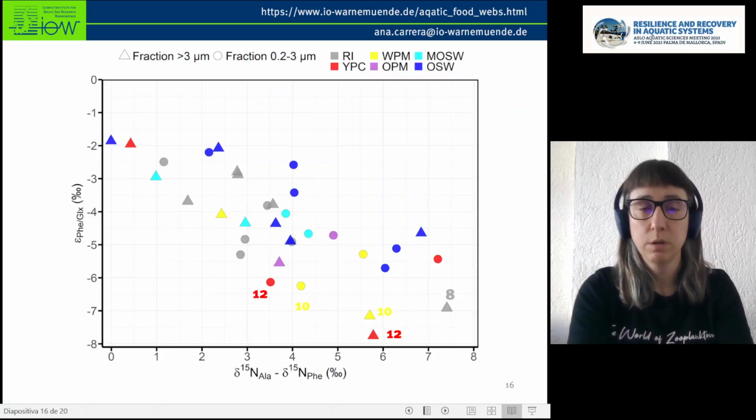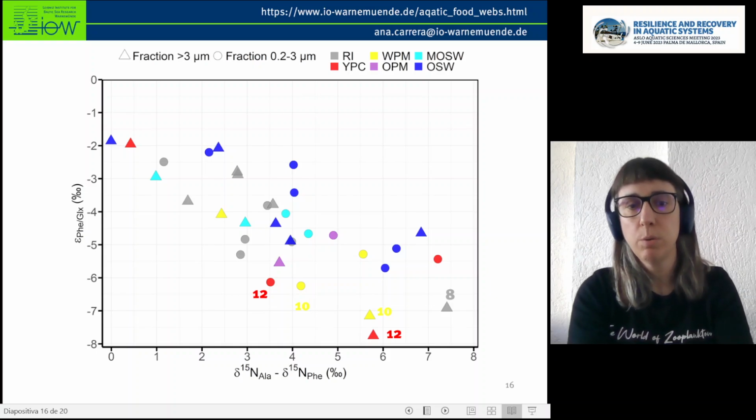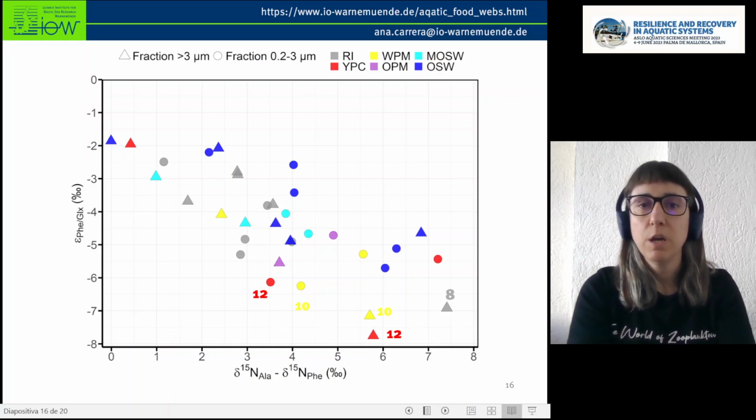So we have plotted the two of them. Epsilon is on the y-axis. The difference between alanine and phenylalanine is on the x-axis. And you can see that we have labeled our mixotrophs. All of them show this imprint of protist heterotrophy because the difference of alanine minus phenylalanine is above the level that autotrophs usually have, which is between 3.2 and 3.4 per mil. This imprint is clearer in the large size fraction, where we have potential mixotrophs.